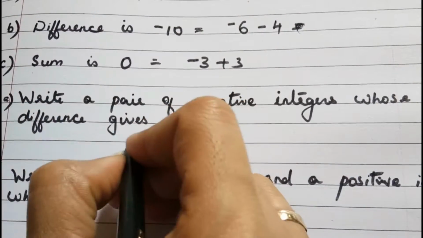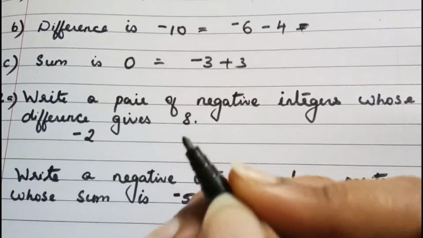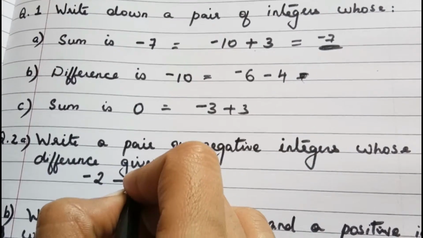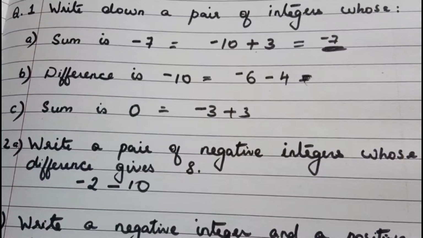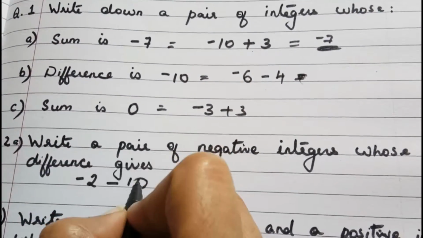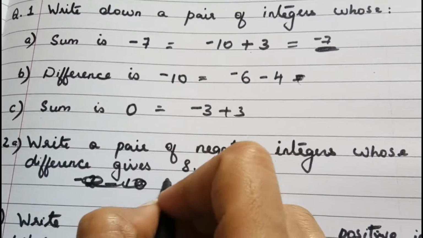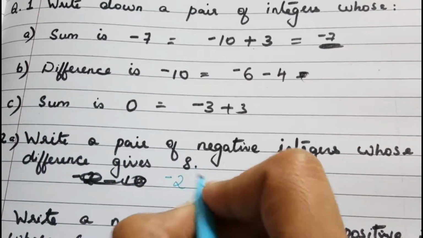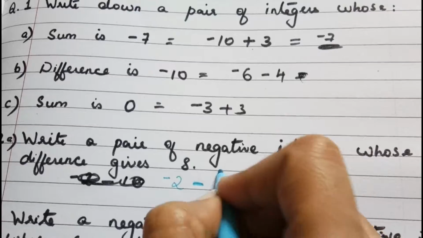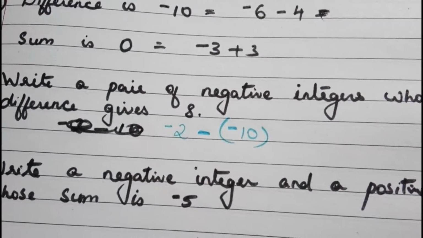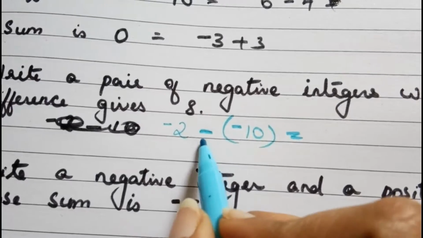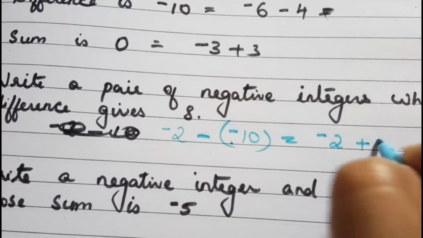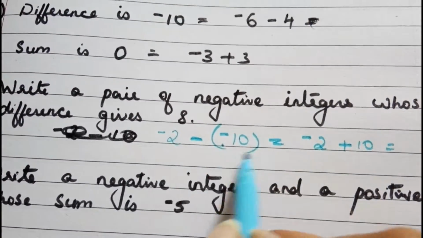Such a pair could be, say, minus 2 minus 10. I'll write it with another pen so that it would be seen clearly: minus 2 minus 10, right? This could be the answer. Why? When negative and negative happens, it comes to positive. So what will be here? Minus 2 plus 10. Ultimately, we have started with the difference.